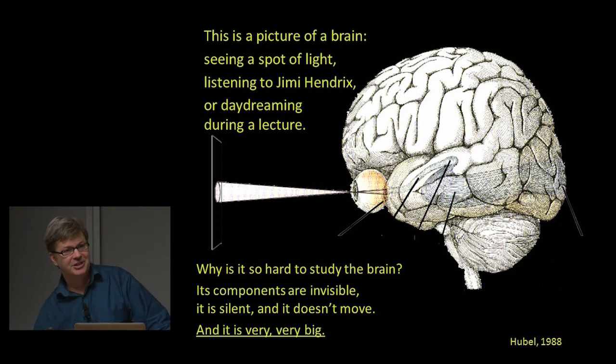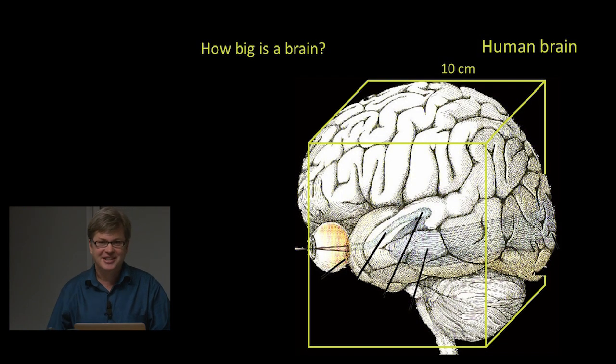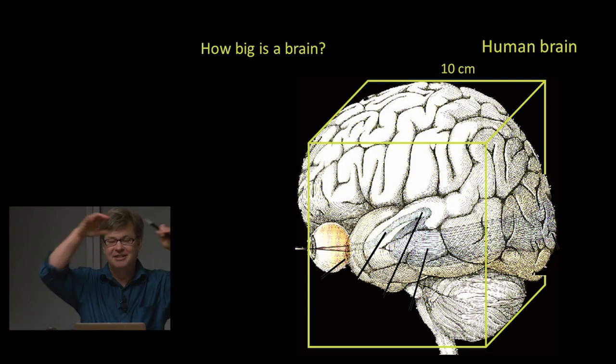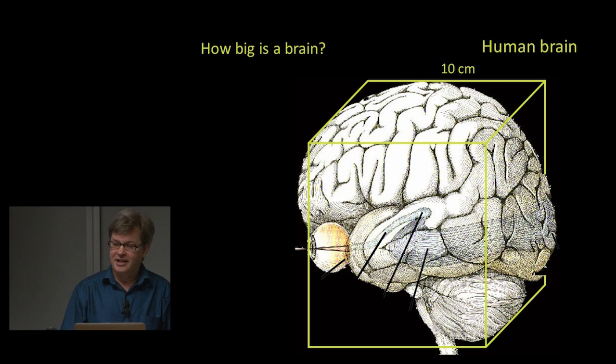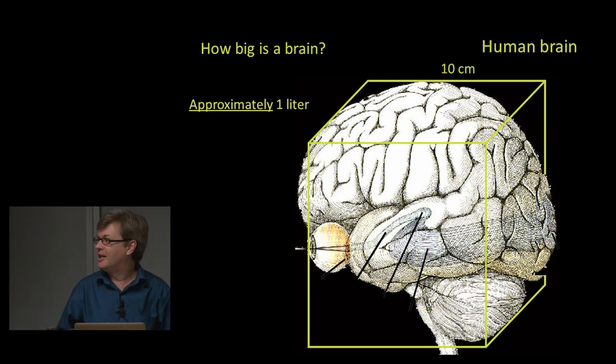So let me go through what I mean by that. How big is a brain? A human brain roughly fits in a box 10 centimeters on the side, and if you do the math and know units, that's approximately 1 liter. The volume of a brain is approximately 1 liter, and I underlined approximately here.